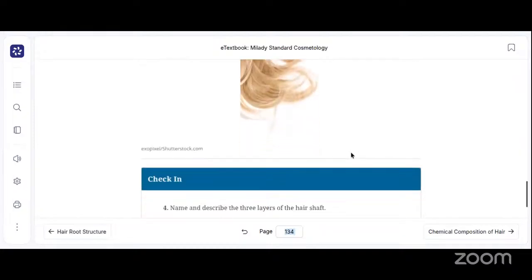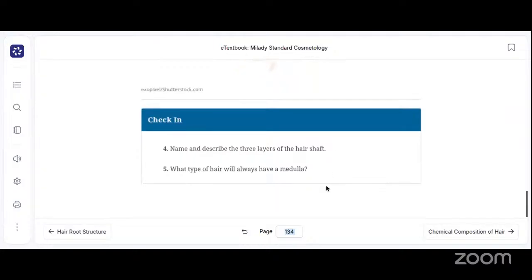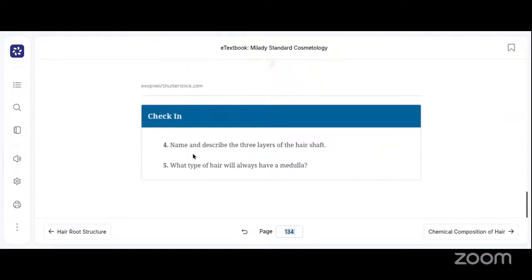We have the pigment that's found in the hair. All right, here's your check-in questions: name and describe the three layers of the hair shaft, and what type of hair will always have a medulla? All right, the three layers of the hair are cuticle, cortex, medulla. And then what type of hair will always have a medulla? Coarser hair, thicker hair, beard hair. All right.